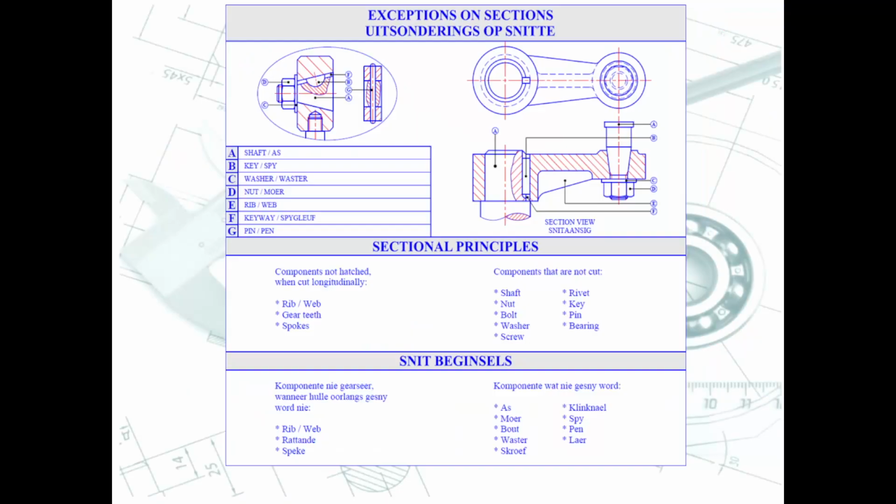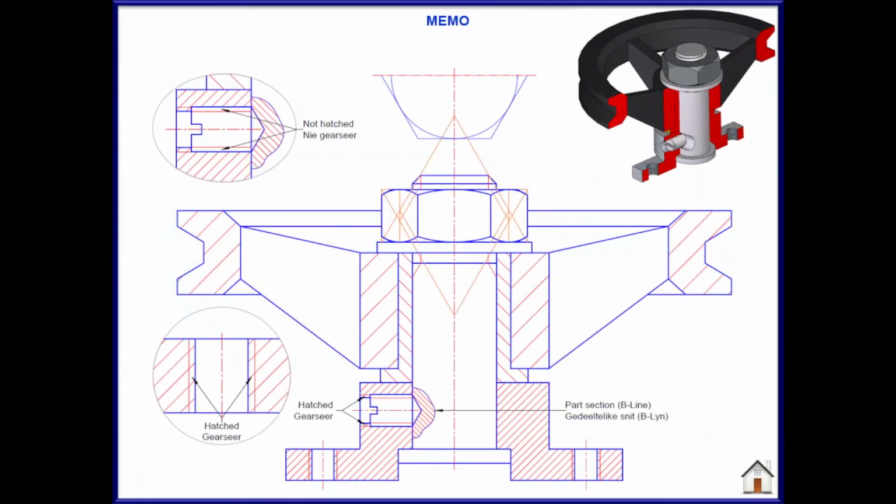It is very important to know your principles and exceptions on sections to identify components that are not sectioned and components that are not hatched when it is sectioned longitudinally. Spokes is part of the drawing, shaft and nut is part of the drawing, as well as a washer and a screw. Take note of the exception if we see detail on the shaft. For this drawing, the grub screw threads partially into the shaft. Although the theory states that we are not allowed to section a shaft, it is very important to show the internal detail on the shaft, and therefore we will show that detail by doing a part section.